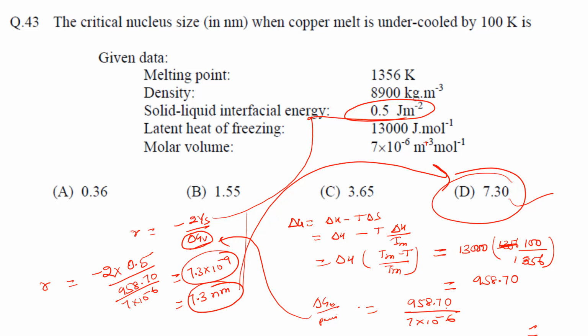Right. Since in the data it was only per meter cube, so m to the power minus 3 here. So there was some mistake in the data. So that's why in this question marks were given to everyone. Okay guys.